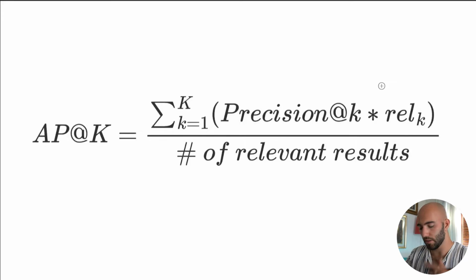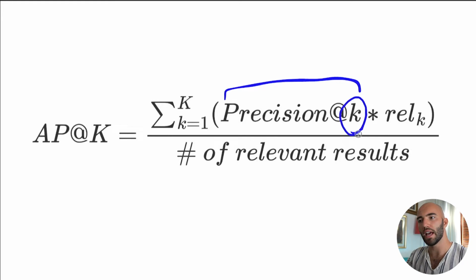But before we actually get to MAP at k, we need to go to average precision at k. To calculate that, we take the precision value, which we just calculated, but you'll notice that we're using a small k here. That's because we're going through every k value from 1, so precision at 1, all the way up to the actual k value that we have provided. So in our data set, we could go all the way up to 8, and we would calculate the precision at 1, 2, 3, and so on, all the way up to 8.